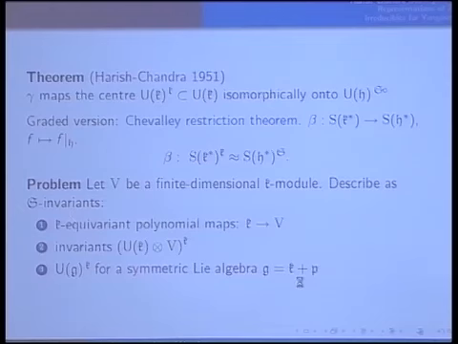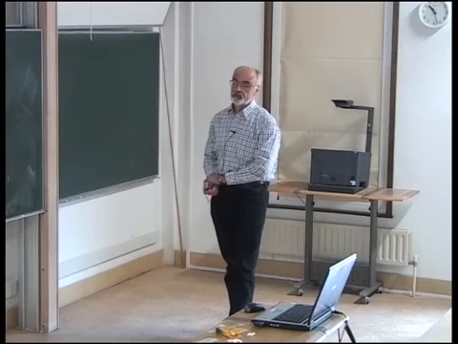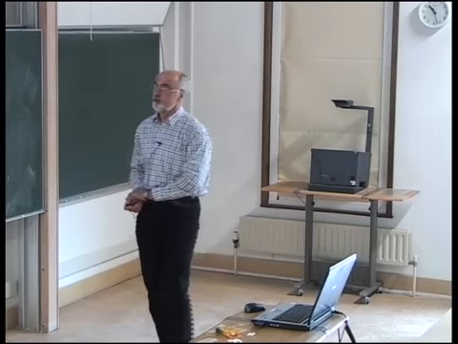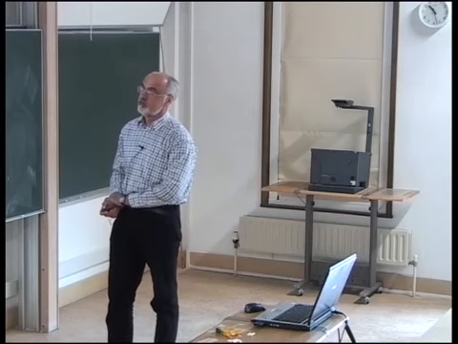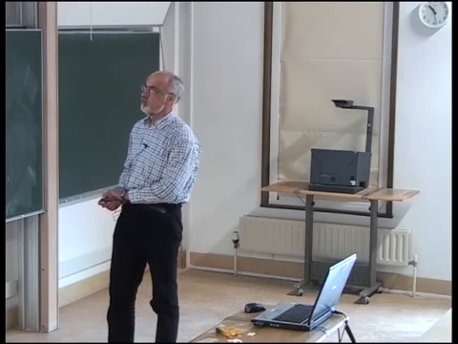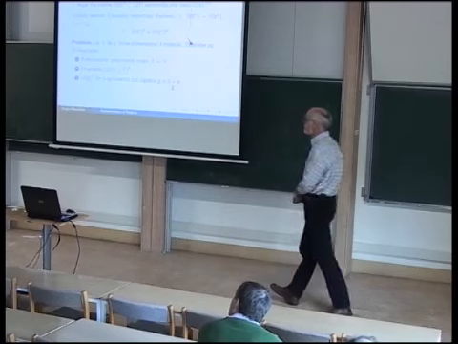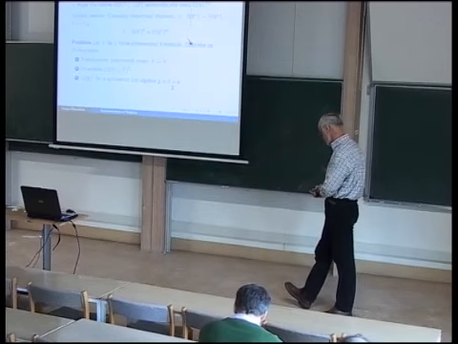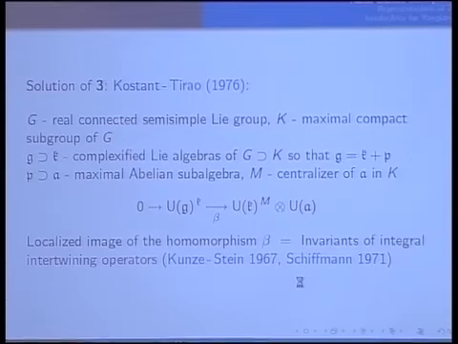Actually, this problem already appears in the theory of real reductive groups. We have the problem of describing the invariants in the enveloping algebra with respect to the algebra of the maximal compact subgroup. The problem was solved in some way by Constantin and Tirao. So the result could be described as follows.